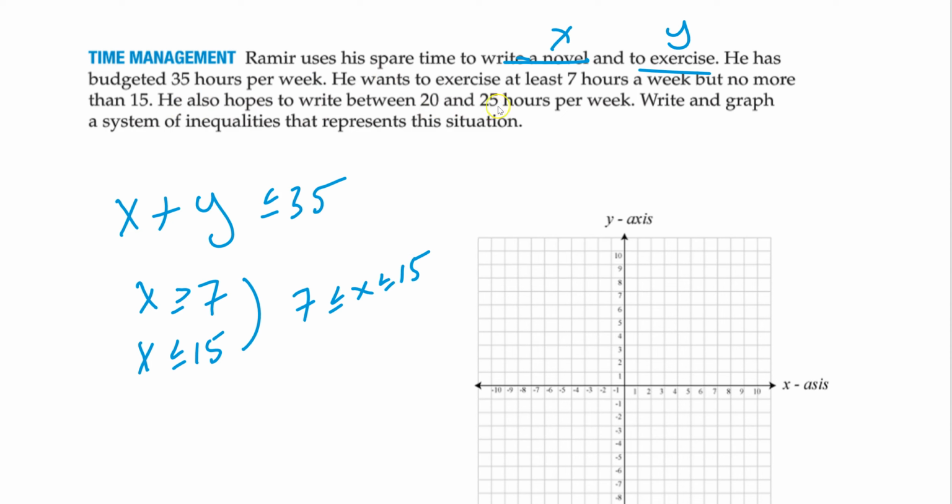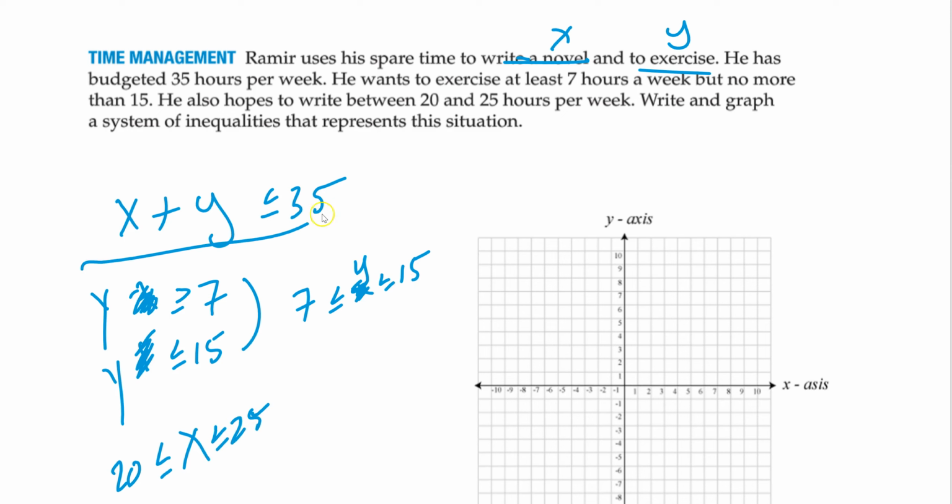He also hopes to write between 20 and 25 hours per week. So his writing, his novel, novel was x. Sorry, I apologize. Why did I mix it up? He also hopes to write between 20 and 25 hours per week. So x is between 20 and 25 hours per week. So now we have our equations. We have this equation, this equation, and this equation.